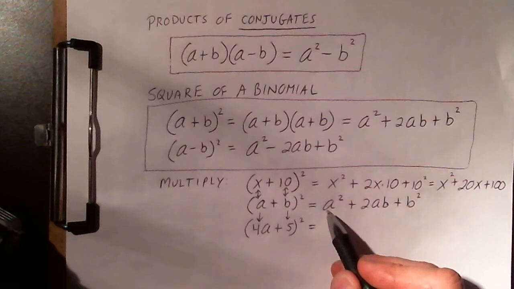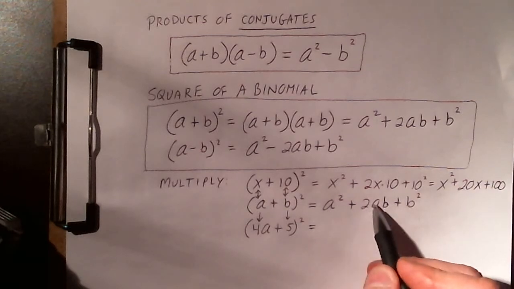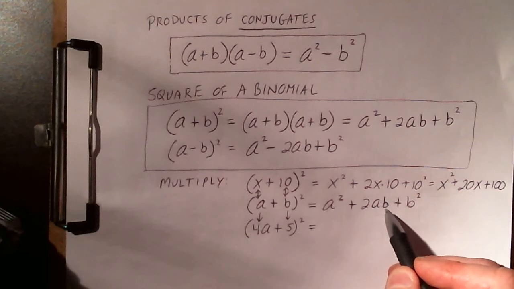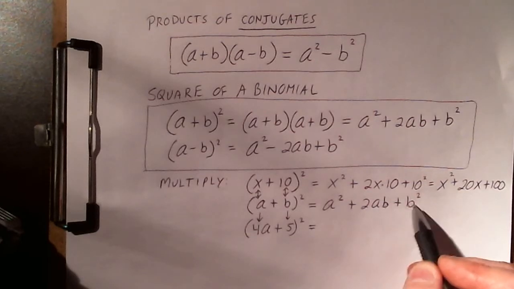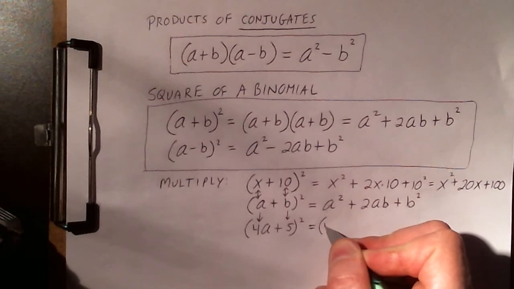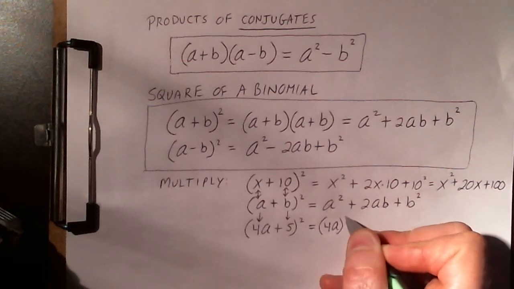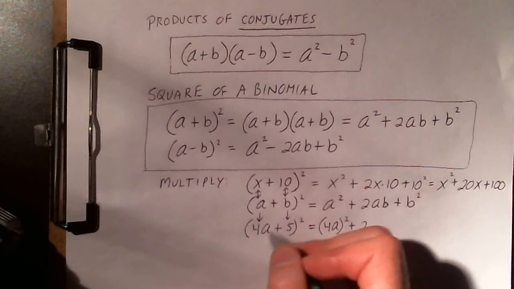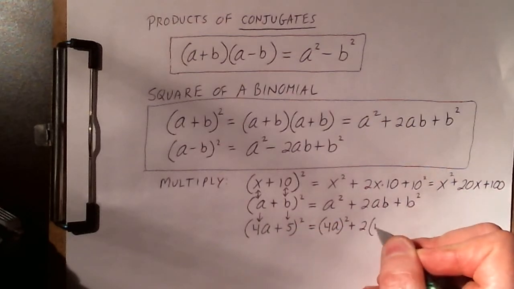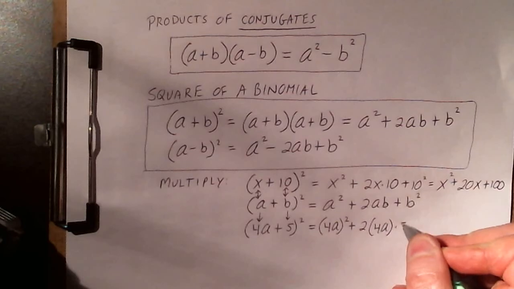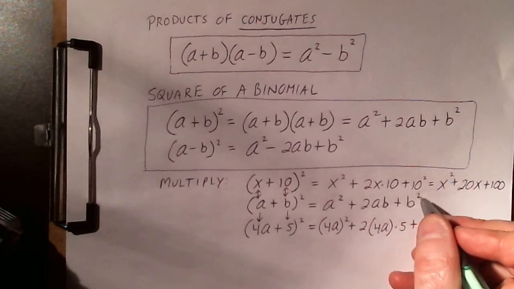So wherever we see a in this pattern, we replace a with 4a. And wherever we see a b in this pattern, we replace it with a 5. So therefore, here we go. We take our first term, which is 4a, we square it, plus 2 times a being 4a for this binomial, times b being 5 for this binomial, plus b squared, b being 5, so plus 5 squared.